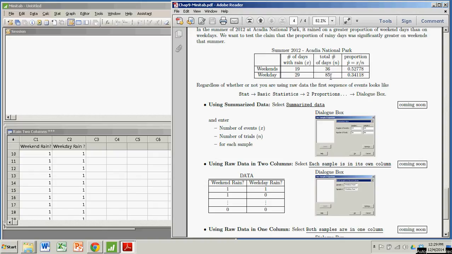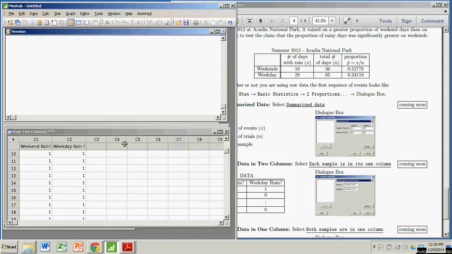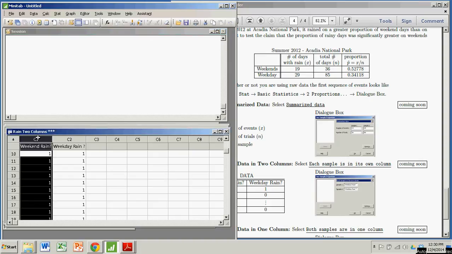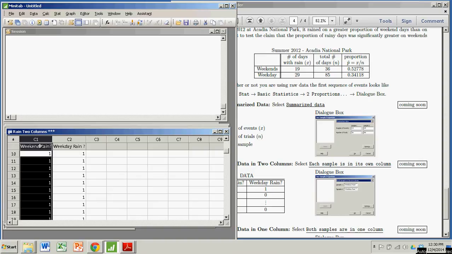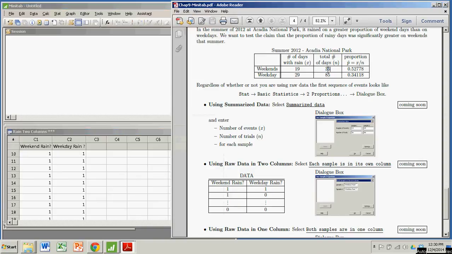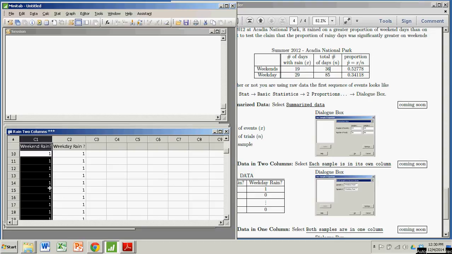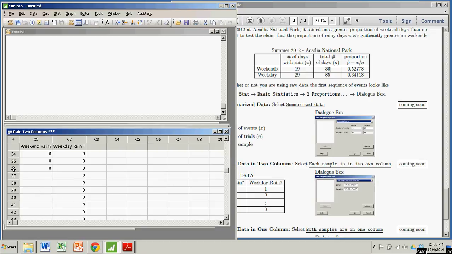What this looks like, and I'll point it out over here, is two columns: the weekend column and the weekday column. The weekend column is basically whether it rained or not. Notice there's a total of 36 weekend days, so if you come down here, there are 36 entries, and 19 of them were rainy. One means yes, it did rain, and zero means it did not rain. It's not a very intuitive way to include the data, but it helps us count a proportion.